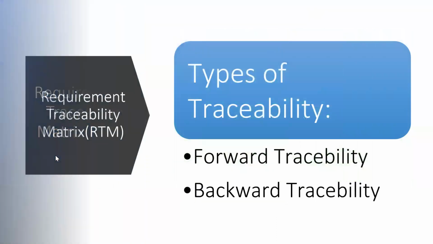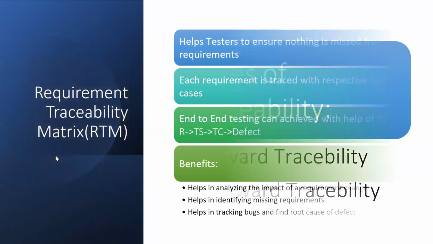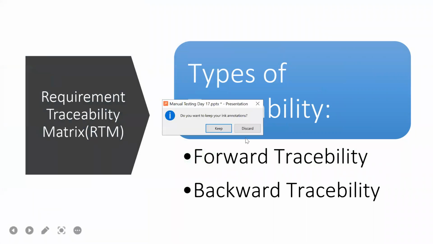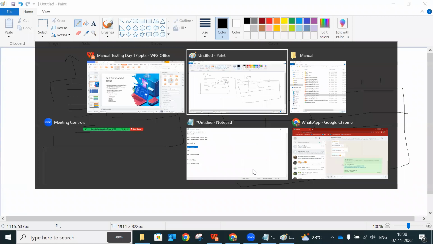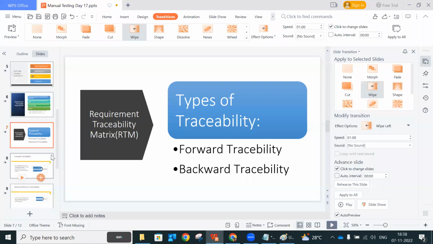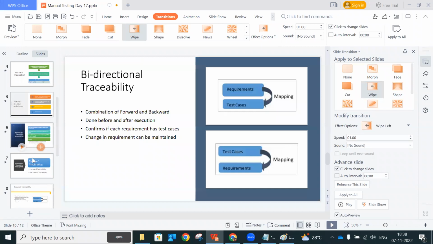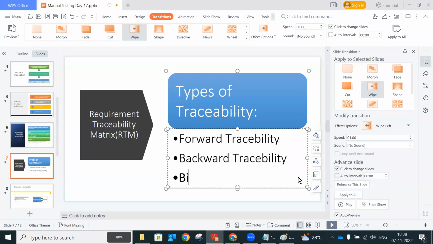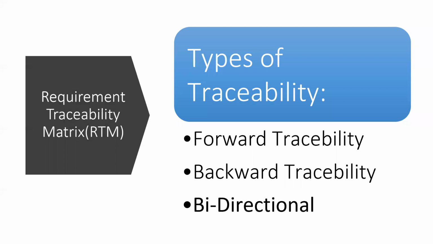So what are the types of requirement traceability? Not matrix, but traceability. This we trace, right? I think I have put it here. Yeah, here I have put it. Here I missed it. I'll update this properly. So the types of traceability we perform are forward traceability, backward, and bidirectional. We'll see one by one what it is.